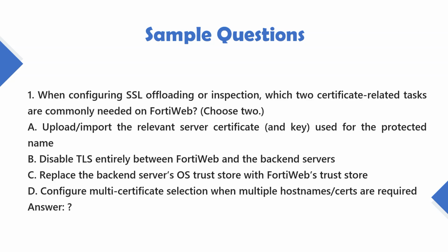1. When configuring SSL offloading or inspection, which two certificate-related tasks are commonly needed on FortiWeb? Choose 2. A. Upload, import the relevant server certificate and key used for the protected name. B. Disable TLS entirely between FortiWeb and the backend servers. C. Replace the backend server's OS Trust Store with FortiWeb's Trust Store. D. Configure multi-certificate selection when multiple host names, certs are required.